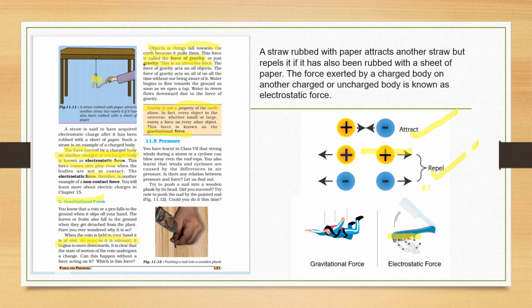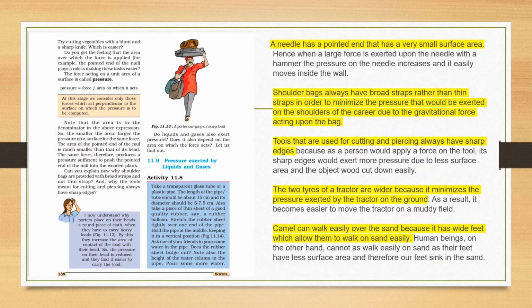Our next topic is pressure. We have studied a little bit about this in our 7th standard, when we studied wind, cyclone and storm. Whenever there is a strong wind, the rooftop blows away. Why? Because there is a difference in pressure. So what is this pressure, and what is its use? That we will discuss here.